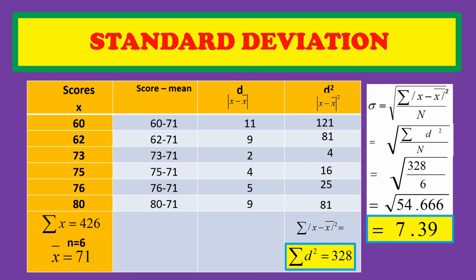Do not forget that if the denominator is n, we are solving for a population. But if the denominator is n minus 1, we are solving for a sample.